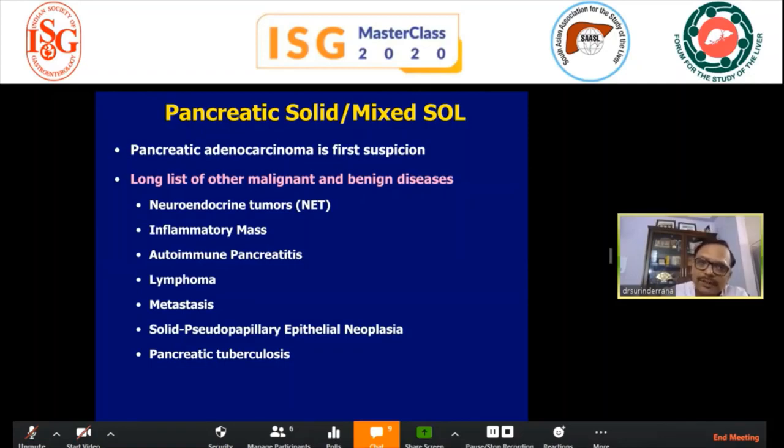And whenever you see such a patient, the pancreatic adenocarcinoma is always the first differential suspicion or a diagnosis. But then it's not the only diagnosis. There is a long list of other malignant and benign diseases, which you probably don't have to remember. But in common clinical practice, apart from adenocarcinoma, we'll see neuroendocrine tumors, inflammatory mass, autoimmune pancreatitis, lymphoma, metastasis to pancreas, solid pseudopapillary epithelial neoplasia, and pancreatic tuberculosis. So more or less, we will be concentrating on these diseases, and we'll find in our daily practice one of these as cause of a solid SOL in pancreas.